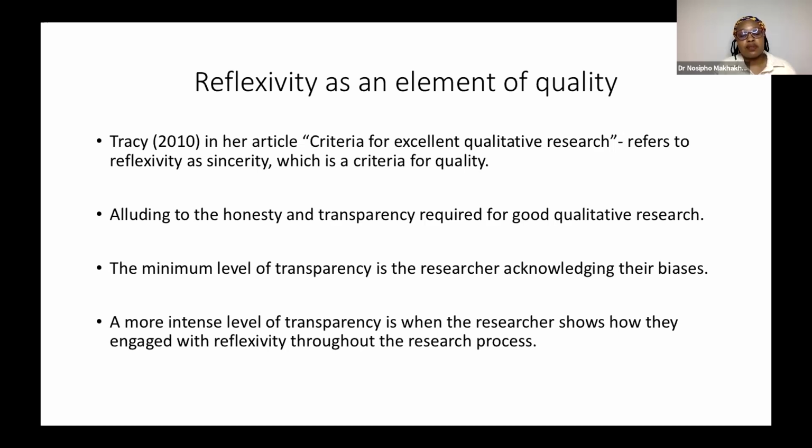So that at minimum level, the transparency that most researchers acknowledge is that of their biases. However, we want to strive for a more intense level of transparency in our research, where we show how we've engaged with the process of reflexivity throughout our research process. So ideally, the process of reflexive analysis should start at the conception of the research idea.